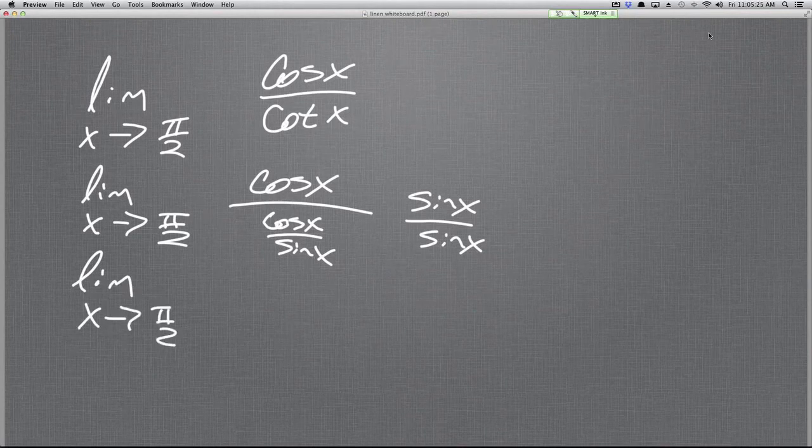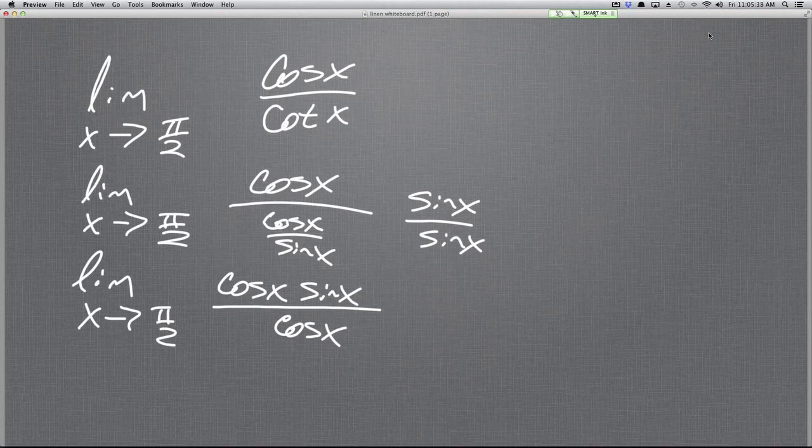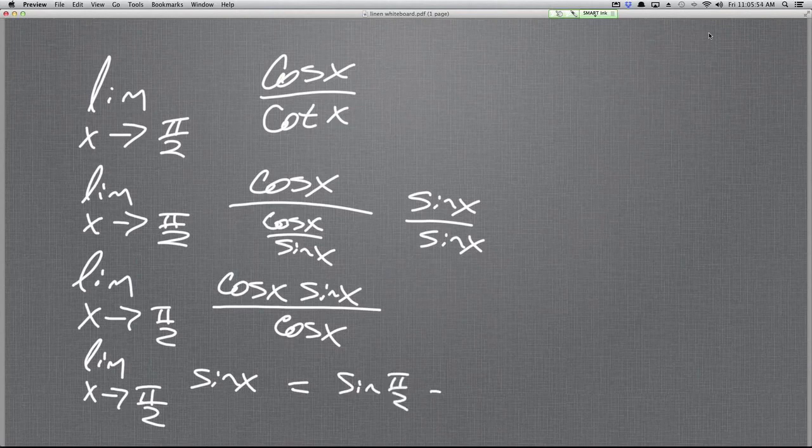So in my numerator, that's going to give me cosine times sine. What do I end up with in my denominator? Cosine. Just cosine. And that cancels. So I'm just dealing with sine of x. And since I just canceled, what should I be doing on my next step? Plugging in. I should be plugging in, which gives me sine of pi over 2, and sine of pi over 2 is equal to 1. So the limit, as x approaches pi over 2, of cosine of x over cotangent of x is 1.